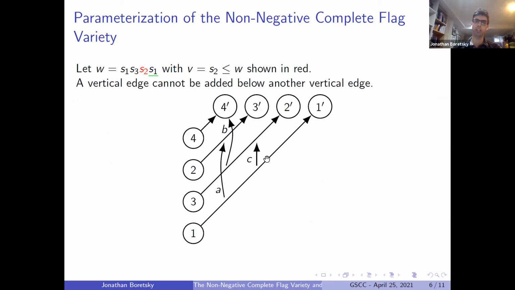Okay, and then there's one more letter to go. It's an S1. So I add a vertical edge from the first strand up to the second strand. I have no more room in the first column, so I just move to the next column. I can't have a vertical edge right below another vertical edge. Okay, and I said this is going to be a parameterization of a piece of the non-negative complete flag variety.